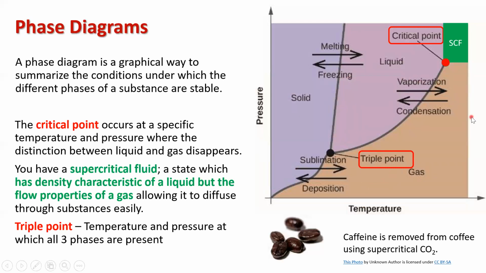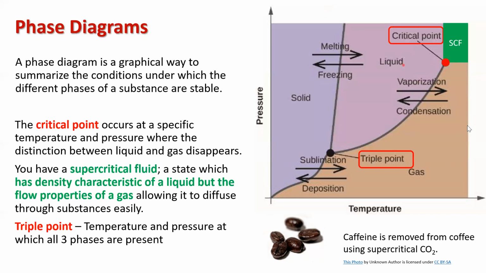Now, just to give you an example of where this might be used, the supercritical point is used to remove caffeine from coffee by using supercritical carbon dioxide. Okay, just to give you a sense of why you even need to know that, there's an everyday purpose for that supercritical fluid.